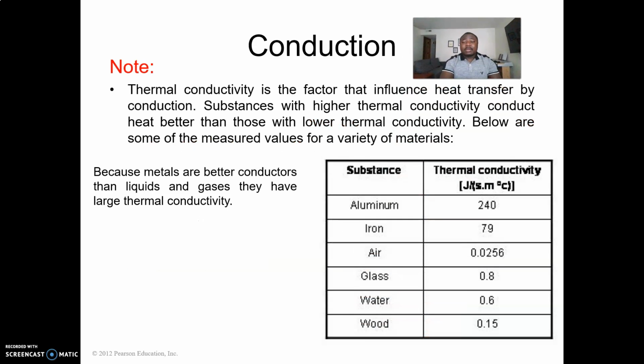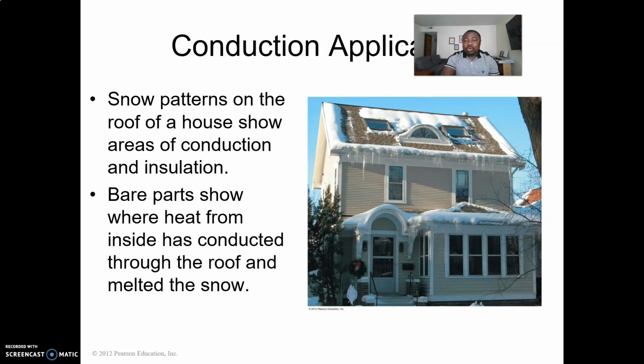There is a property of a particular metal which we call the thermal conductivity, and it is the factor that influences transfer by conduction. If you have a substance with a very high thermal conductivity, it's going to conduct more heat than a substance that has a low thermal conductivity. Here we can see the different thermal conductivities for different substances, and from there you can see that aluminium is a better conductor of heat than any of the substances listed here. And we can see that wood is generally a very, very poor conductor of heat.